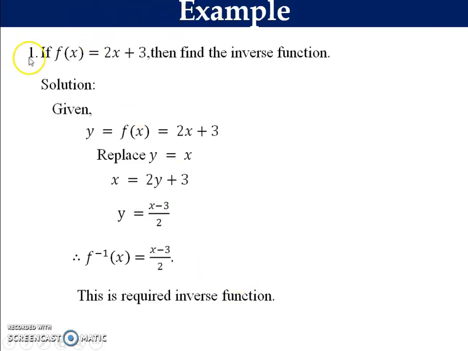For example, take the first one. If f(x) = 2x + 3, find the inverse function. Let y equal the given function, y = 2x + 3. Now I am swapping: instead of y, I take x, and x I take as y. Now I want to find the value of y, which is my inverse. So x = 2y + 3; bring 3 to this side, and we get y = (x - 3)/2. So f inverse of x is (x - 3)/2. This is the inverse function.